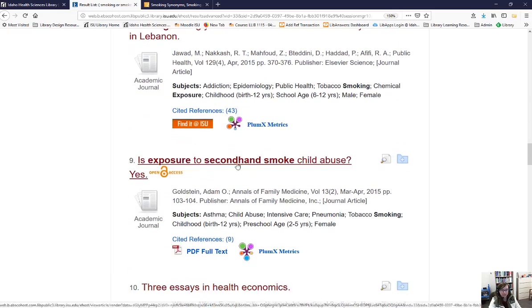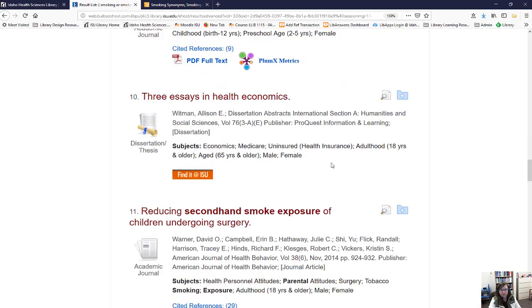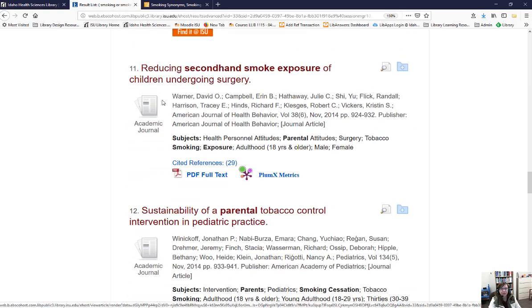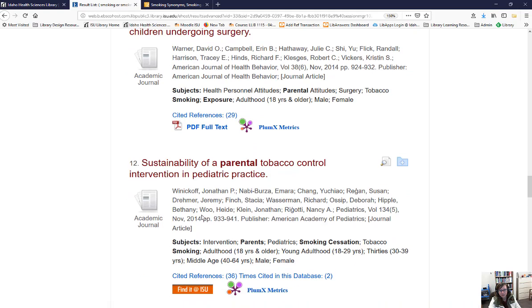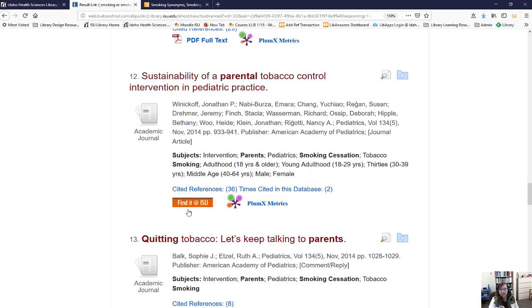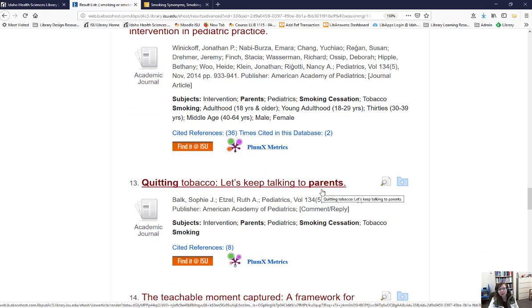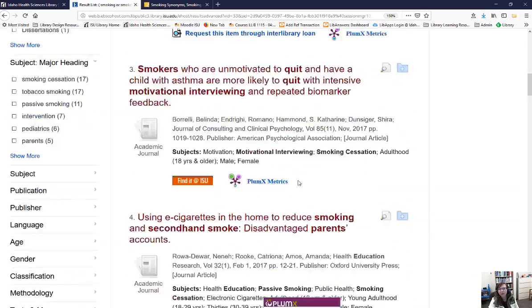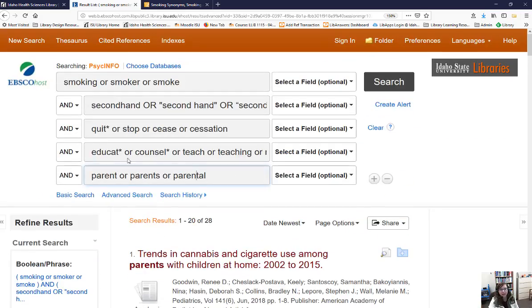Okay, here is an exposure to secondhand smoke, child abuse. Reducing secondhand smoke exposure of children undergoing survey. Oh, sustainability of a parental tobacco control intervention in pediatric practice. So this, quitting tobacco, let's keep talking to parents. So this was actually pretty good. Once I put the concept of parent in, I started getting some pretty good stuff.